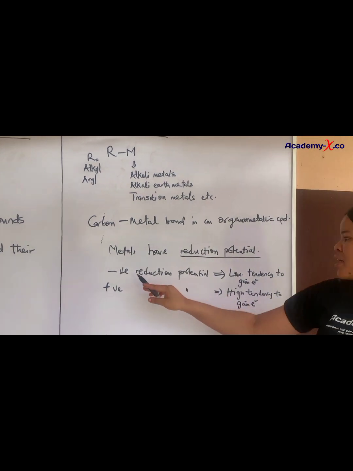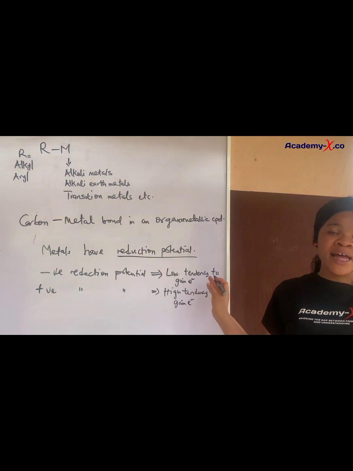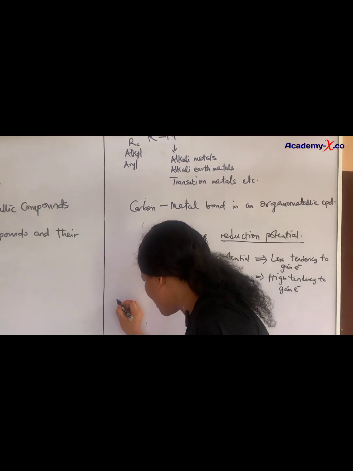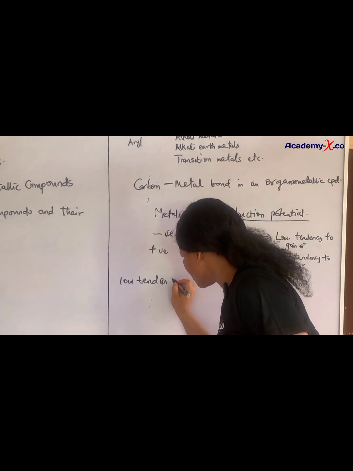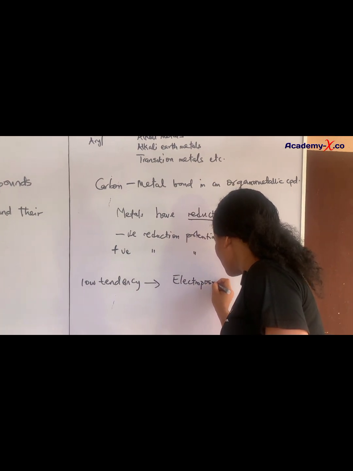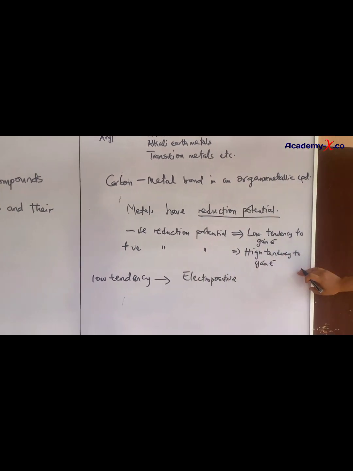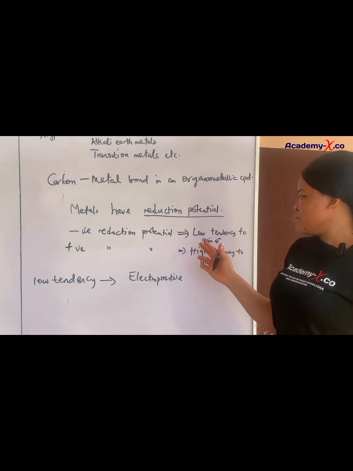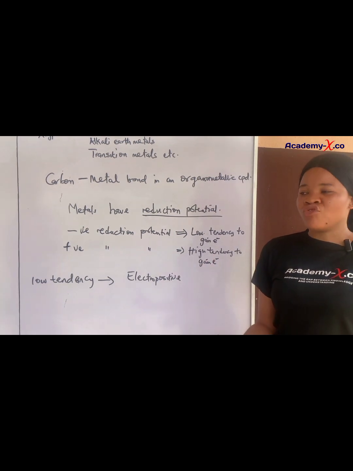So now, if a metal has a low tendency to gain electron, which means that it is highly electropositive. So when you talk about low tendency, it means that they are what? Electropositive. Why these ones? They are tending towards the electronegative part. So if the metal can easily gain electron, it means that they are tending towards electronegativity. They can attract electron.